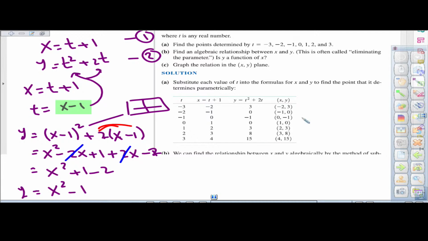Okay, here's your y. And once again, you look at this carefully. There are no t's involved here.